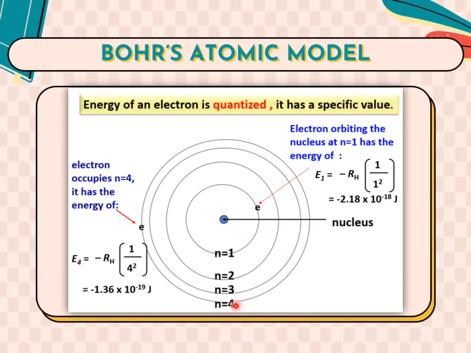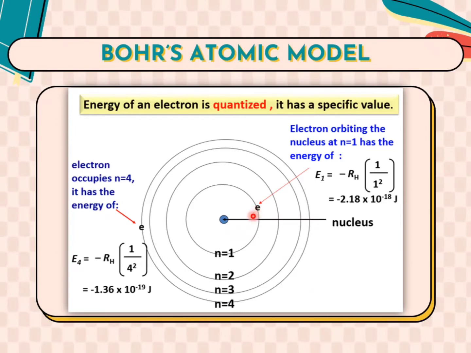So this is the first energy level, second energy level, third energy level, and this is the fourth energy level. So dia boleh lebih lagi daripada 4. Okay, for example, focus on this electron. This electron, dia move around the nucleus at the first energy level. Nampak? Dia hanya bergerak mengelilingi nukleus sahaja. So it will have a certain amount of energy. So dia ada energy dia yang tersendiri.